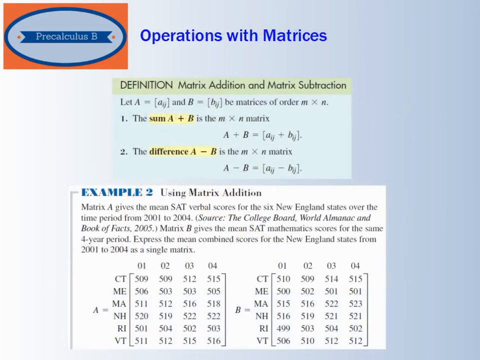Now we can perform operations with matrices. We can take one matrix and add it to another. We can take one matrix and subtract it from the other. And we denote this as shown in this definition box right here.